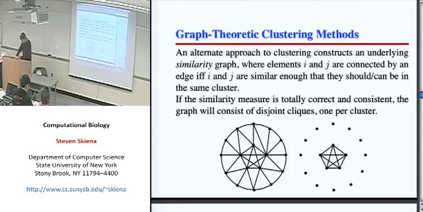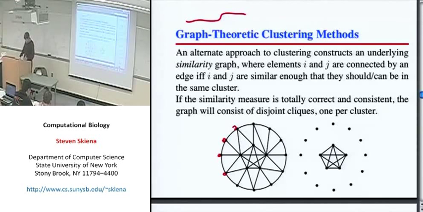A similarity graph is a graph where we have a vertex for every element. If we want to cluster genes, there might be a vertex representing every gene. And we could then imagine doing an analysis between every pair to decide whether they are similar enough that we want them in the same cluster. You can say, well, here are two genes, they're correlated 0.7 in their outcome. That's close enough in my mind that they belong in the same cluster.